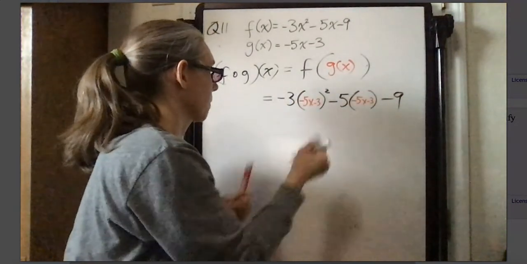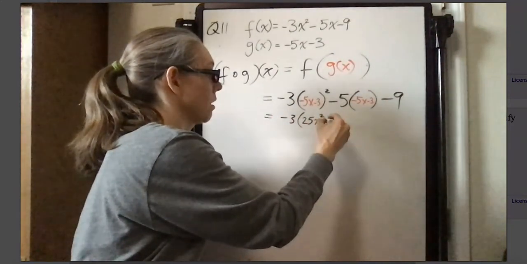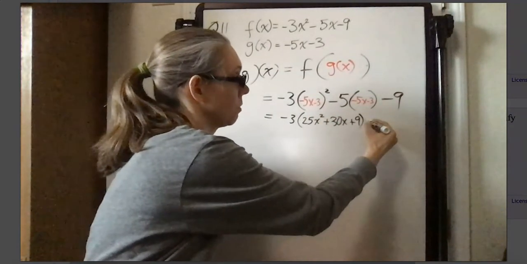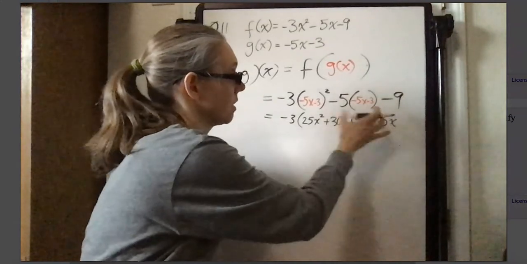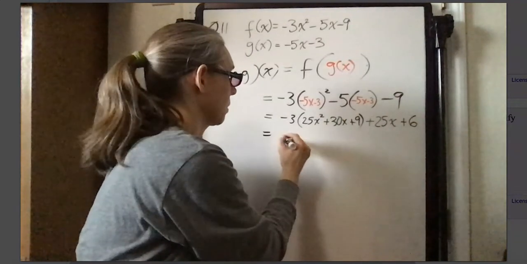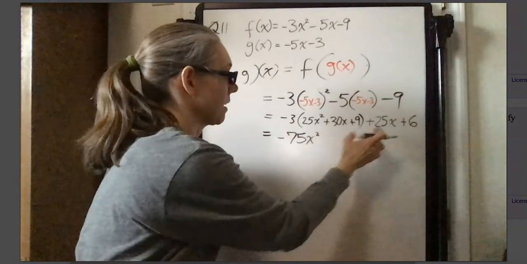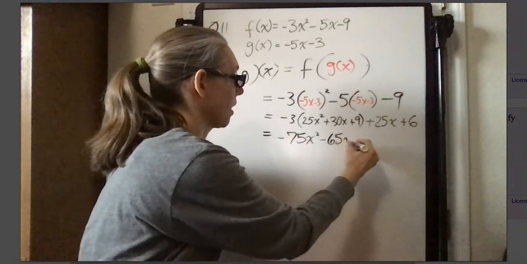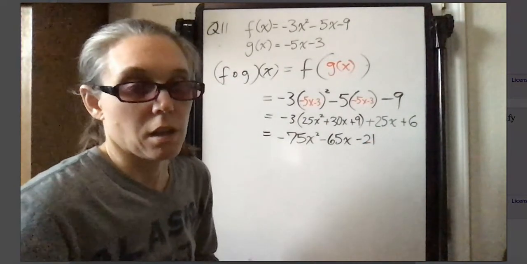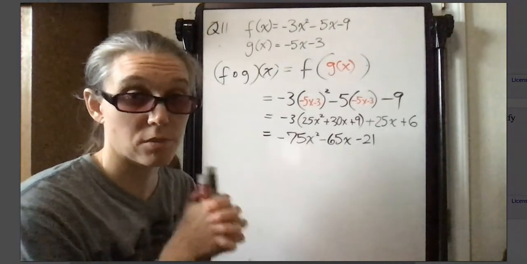So what this ends up being, first we got to square this binomial, 25x squared, that becomes 30x plus 9. And then over here this becomes, let's see, positive 25x, and then a negative 5 times negative 3 is 15 minus 9 is 6. So this becomes negative 75x squared. Negative 90x plus 25 is negative 65x. Negative 27 plus 6 is negative 21. I'll find out shortly if this is right when I type this in. But there is your f of g of x.